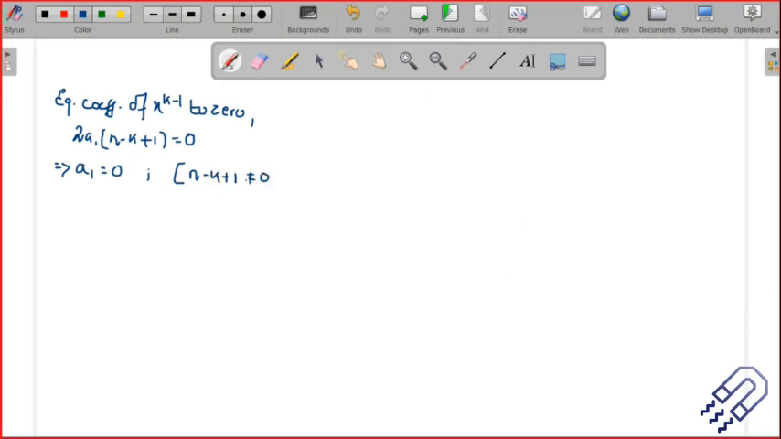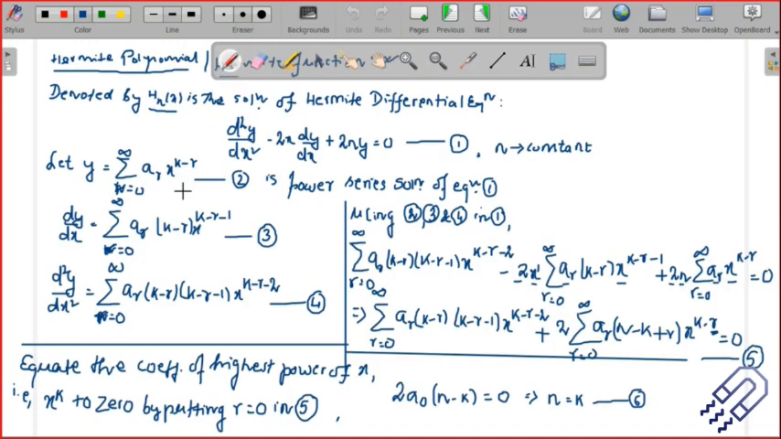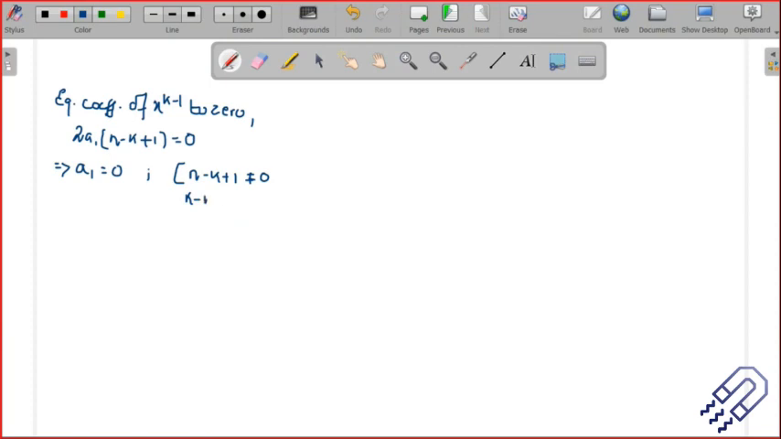It's very obvious, because in the last step we have seen that n is equal to k, right? So if we just put n is equal to k here, you can just write down k minus k plus 1 is not equal to 0, obviously, because k gets cancelled and 1 is obviously not equal to 0. So that means this expression cannot be 0. This will only be satisfied if a1 is equal to 0. So this is a very important result. We have actually found out what is the coefficient a1.